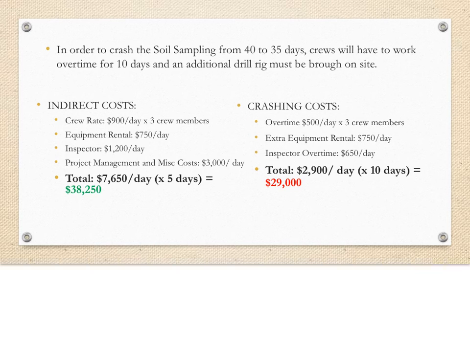Now, in order to reduce the task by 5 days, we will need to pay the drillers overtime, pay for an additional rig, and pay the inspector overtime. This comes out to a crash cost of $29,000. So, looking at these two costs, we can determine that the cost savings of reducing the number of days in the task from 40 days to 35 days actually works out in the favor of crashing for a total savings of $9,250.